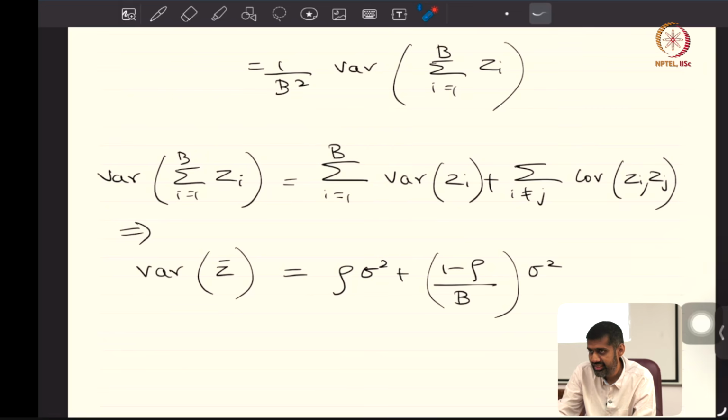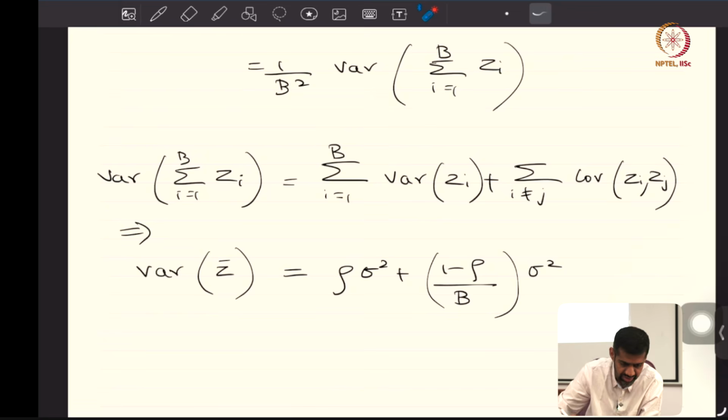Correlations between the individual hypotheses. Now, if we increase B, then this will also increase. So, if we have to reduce the overall variance, what we need to do is of course increase B by increasing the number of hypotheses, and also try to reduce the correlation between the individual classifiers. Now, how do we ensure that we reduce the correlation between individual classifiers is the question.